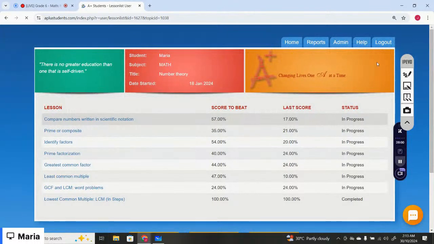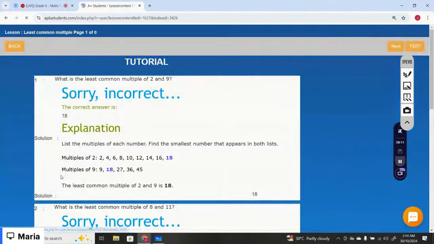The next lesson is least common multiple or LCM. What is the least common multiple of 2 and 9? Now you have to write down the multiples, right? So list the multiples of each number, then find the smallest number that appears in both lists. So the multiples of 2 are 2, 4, 6, 8, 10, 12, 14, 16, and 18.